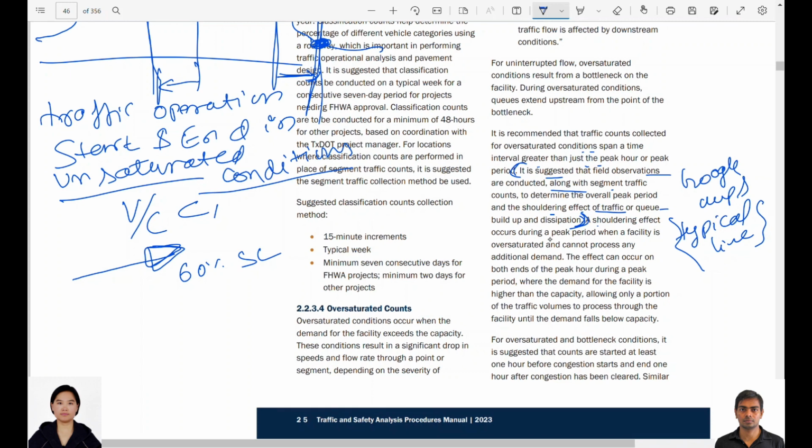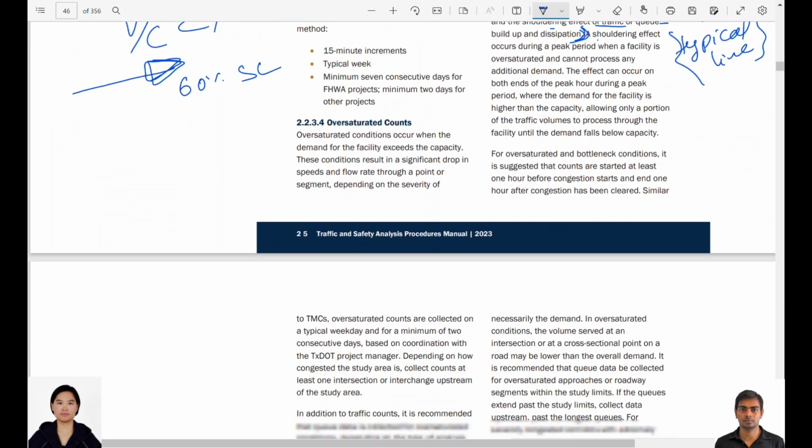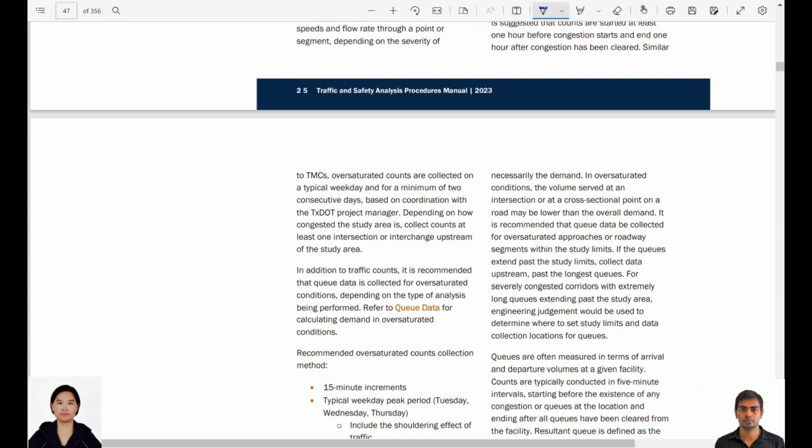The sholdering effect occurs during a peak hour when a facility is oversaturated and cannot process any additional demand. In addition to traffic count, it is recommended that queue data is collected for oversaturated conditions, depending on the type of analysis being performed. Refer to queue data, which is in the next section, to calculate demand in oversaturated conditions.